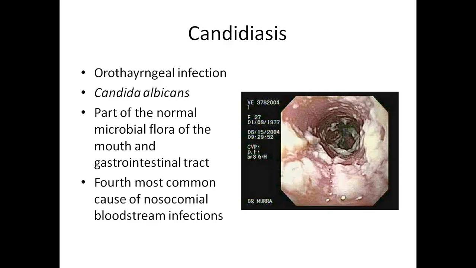Okay, candidiasis. This is one we see occasionally. This is what we refer to as thrush. What they find is they have this oropharyngeal infection, sometimes called an OPC, oropharyngeal cavity infection. White mucus patches caused from this Candida albicans, part of the normal microflora of the mouth or gastrointestinal tract. Fourth most common cause of nosocomial bloodstream infections, and again this is pretty common. Remember, fungal.